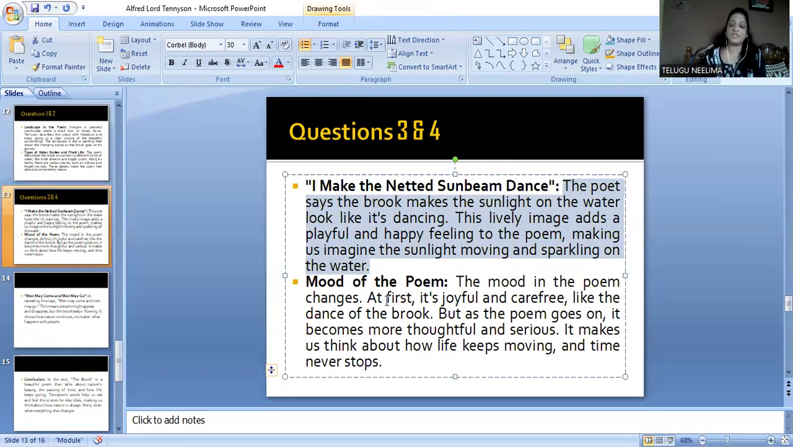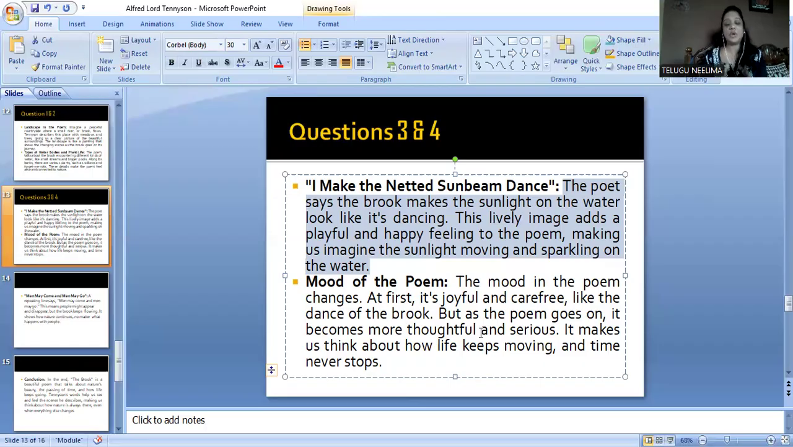Question number 4, which is a frequently asked question: what is the mood of the poem? You can write the mood of the poem. At first, it is joyful and carefree because we can see the dance of the brook. But as the poem goes on, it becomes more thoughtful and serious. And it makes us think about how life keeps moving and time never stops. So this is the mood of the poem. And we can say it started with a cheerful tone and ended with a sad ending. But whatever it is, it wants to reach its destination.